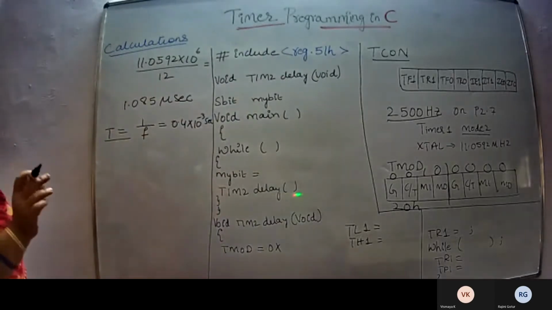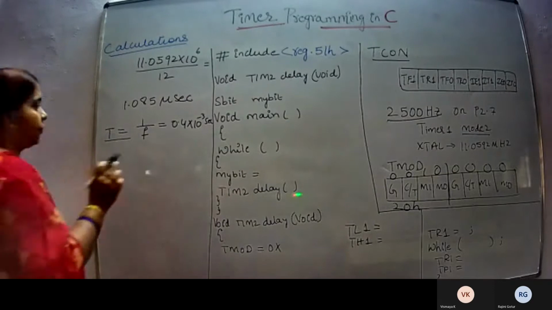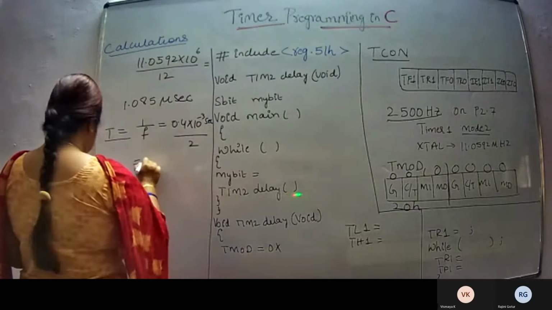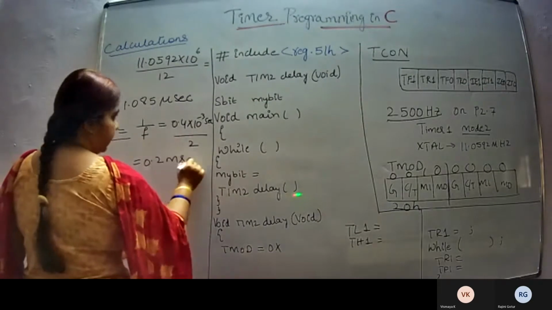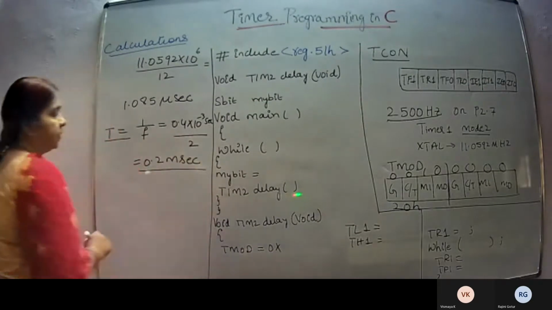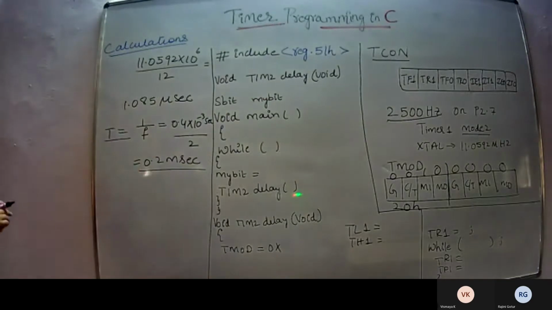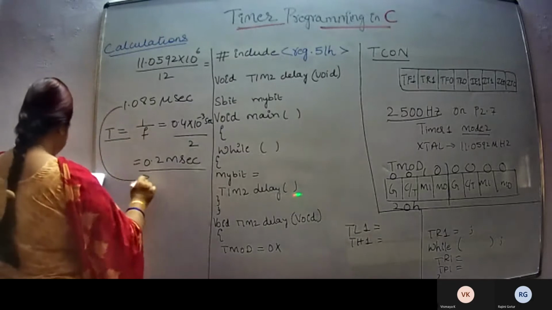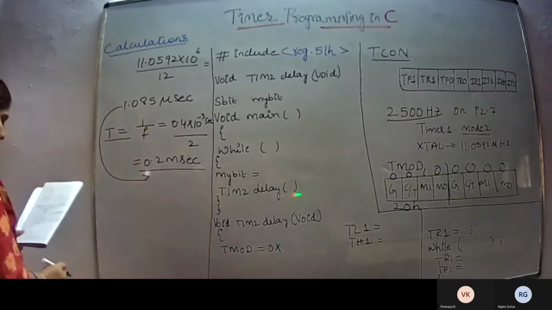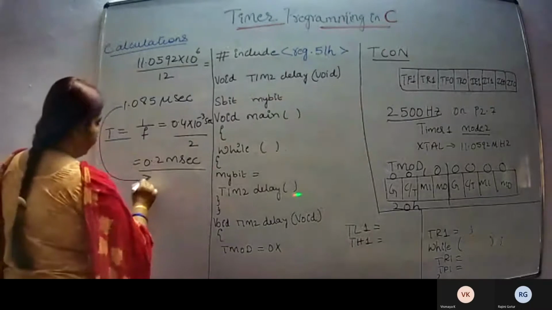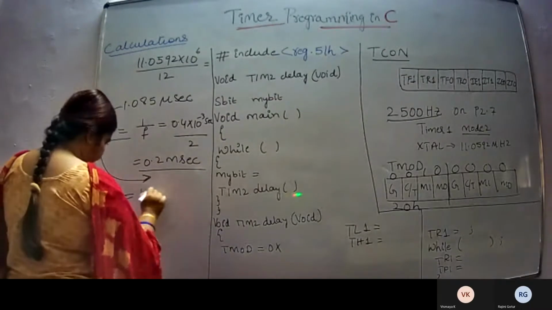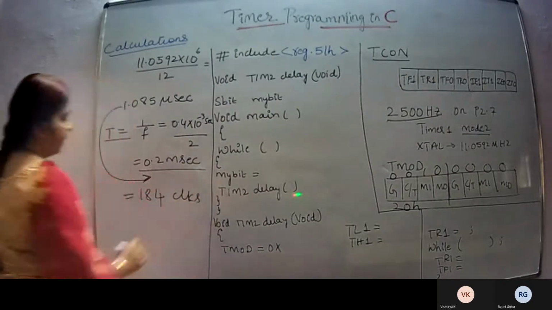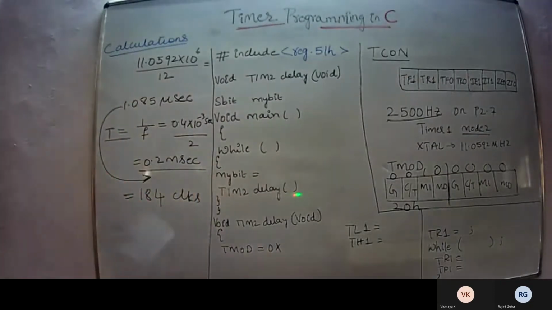We want only the pulse, either on or off. So you have to take half of it, that is divided by 2, and you get 0.2 milliseconds. This is the pulse width, 0.2 milliseconds. So 0.2 milliseconds should be divided by 1.085 microseconds, and after dividing you will get 184 clock pulses. This is the number which we are going to get.